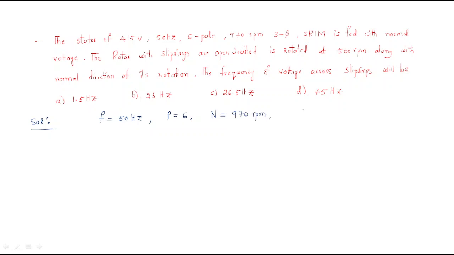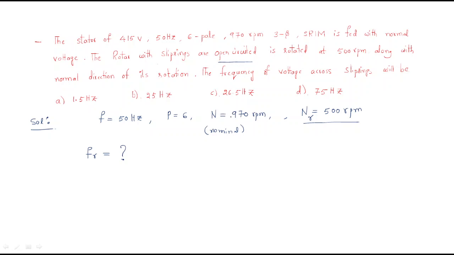Yes, it rotates with the speed of 500 rpm. The normal condition is the general rotation, but particularly when the rotor with the slip rings is open circuited, this is the speed. The question is the frequency of the voltage across the slip rings. That means he is asking us to simply find the rotor frequency.